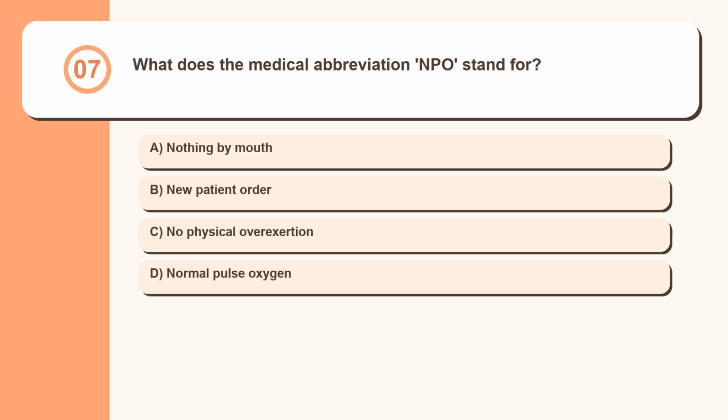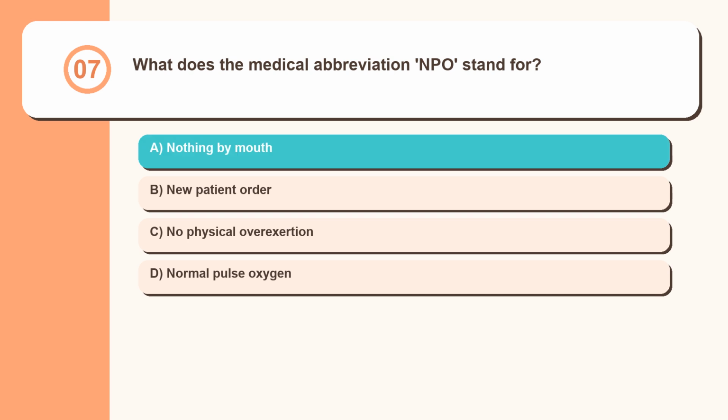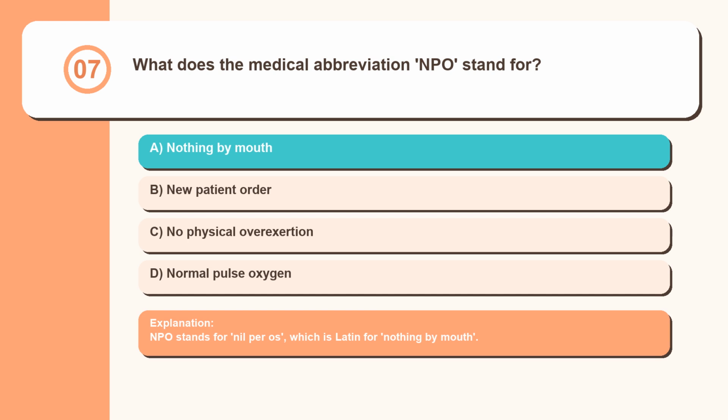Question 7. What does the medical abbreviation NPO stand for? Nothing by mouth, new patient order, no physical overexertion, normal pulse oxygen. NPO stands for nil per os, which is Latin for nothing by mouth.